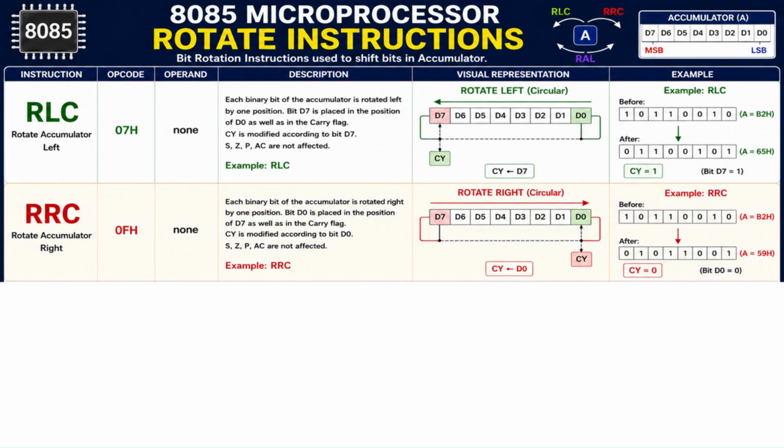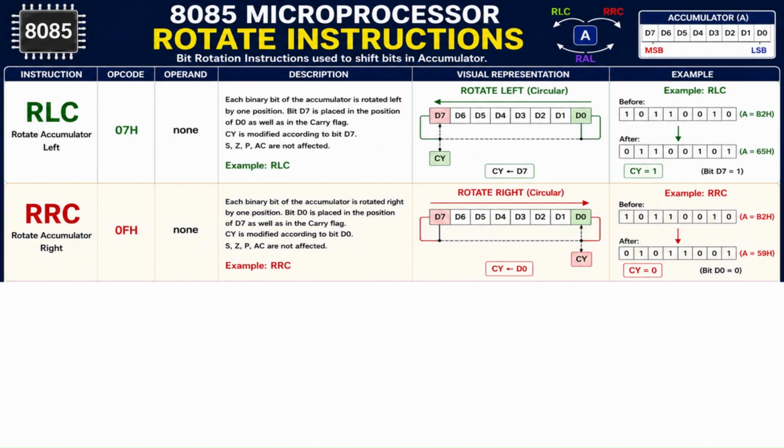Up next we have RRC. This is actually the opposite instruction of RLC. It stands for rotate accumulator right. The opcode is 0FH. Again, no operand. Let's observe the diagram. Every bit moves one position to the right. Now what happens to D0? The last bit D0 moves to two places. It enters the carry flag, and also comes back to D7. So again a circular rotation, but this time towards the right.